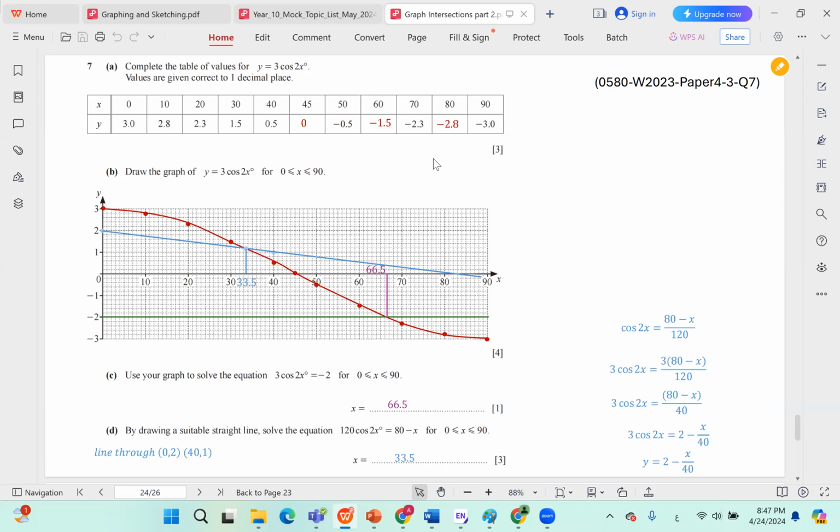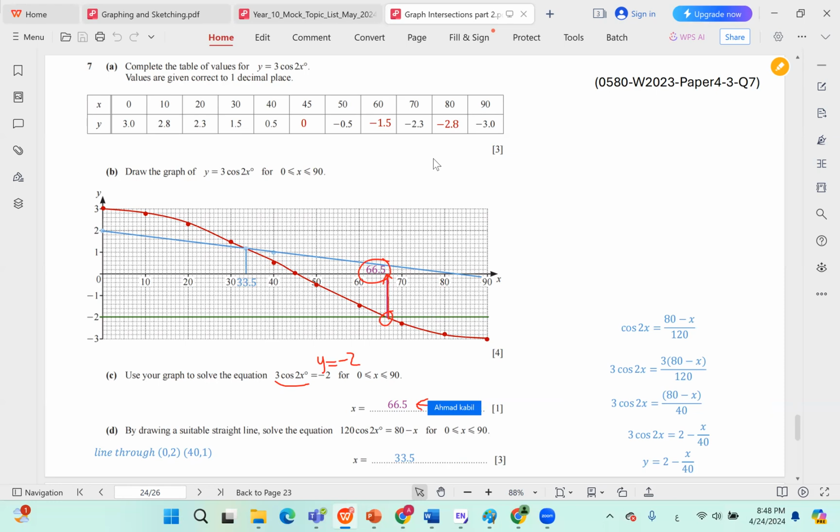For C, we are told to use your graph to solve the equation 3 cosine 2x equals -2. So 3 cosine 2x is the graph that we drew. We just need to draw y equals -2. Y equals -2 is the green line that is drawn on the graph. And we see where it cuts the curve. Roughly, this is 66.5. So this is my answer to question C.